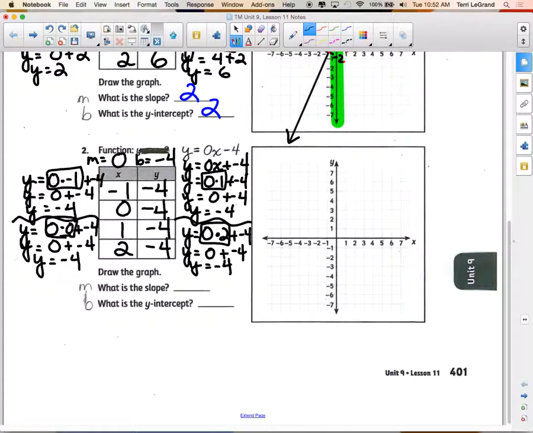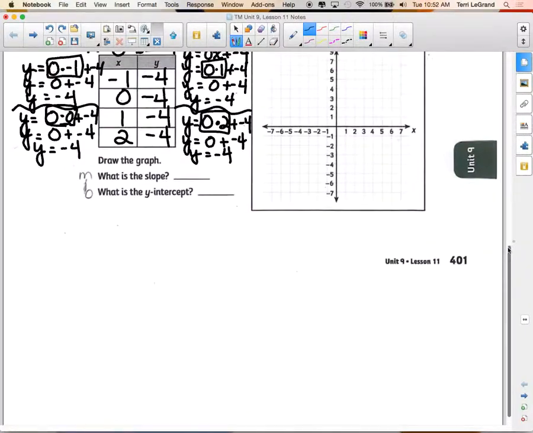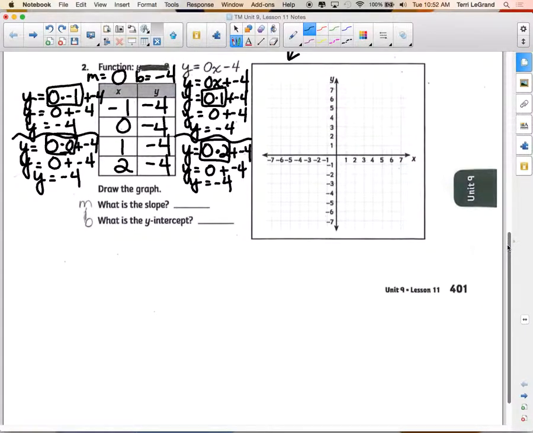Well, that's interesting. What kind of crazy line is this going to be, I wonder? Okay, let's go plot all those points. Negative 1, negative 4. 0, negative 4. 1, negative 4. 2, negative 4. We're just lined up in a row there, aren't they? Take your ruler and draw a nice line going all the way through the graph, through those points. Extend it beyond the graph so you can tell that this is not the x-axis. This is another line like the x-axis.